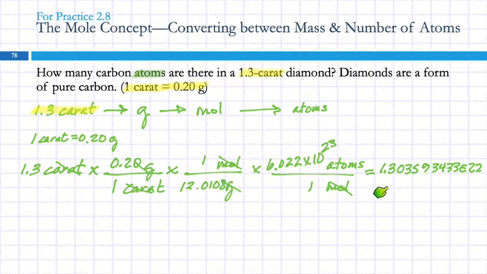Sometimes students just look at the beginning of this number and say, oh, 1.30. 1.30 atoms in a diamond? That's not going to work, right? There's this little thing that's easy to overlook at the end, E22, times 10 to the 22.